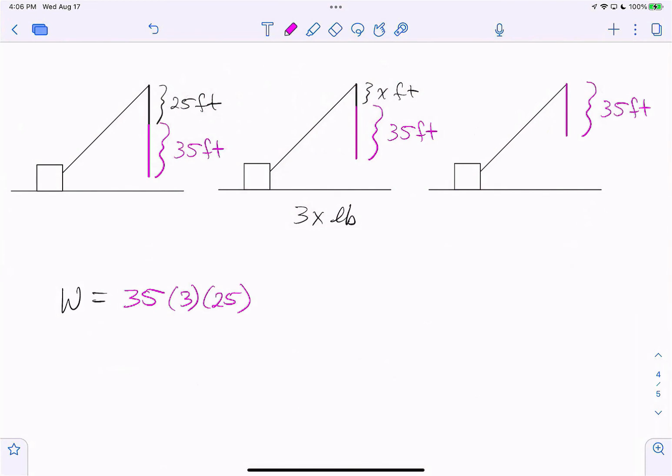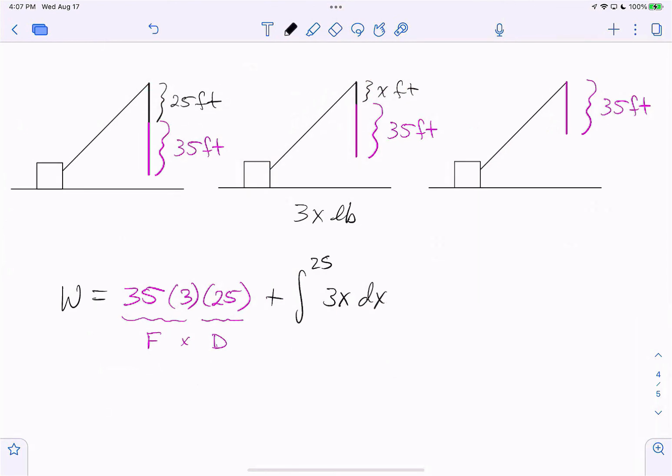Expressing this as force, that's the weight density of the cable times the length of the cable times distance, plus the part that's being cranked up. It weighs 3x pounds per foot. 3x dx is going to be like an incremental work, right? An incremental force times distance, really a force times an incremental distance. And at most, this segment of the cable is 25 feet long, and at least that segment of the cable is gone, so it's 0 feet long.